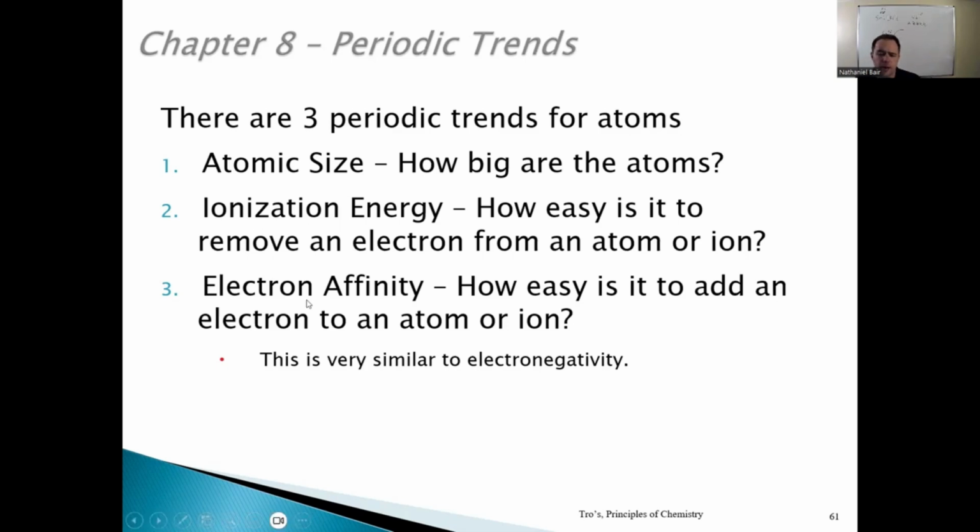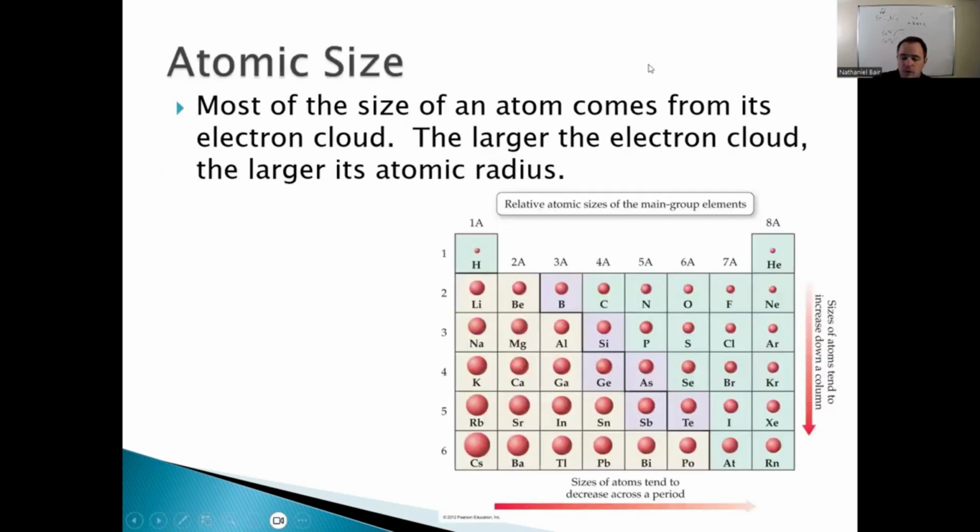Electron affinity is the opposite. Electron affinity is how much energy is usually released when you add an electron to an atom. So with ionization energy, we're removing an electron. With electron affinity, we're adding an electron to an atom. But let's not get ahead of ourselves. Let's start by talking about atomic size.